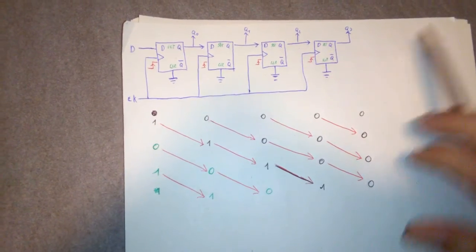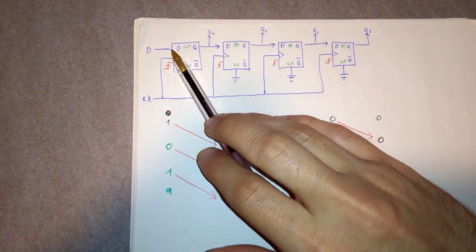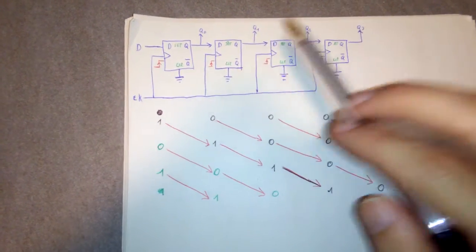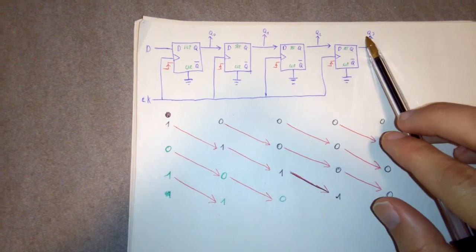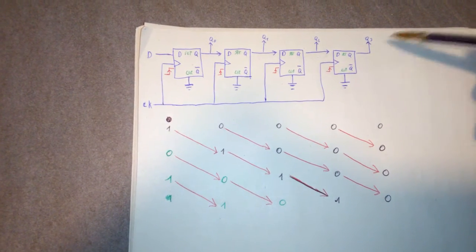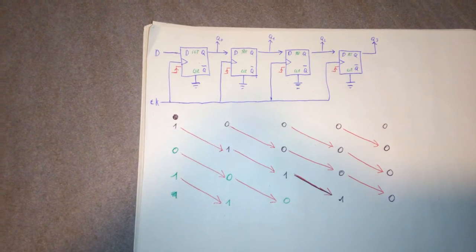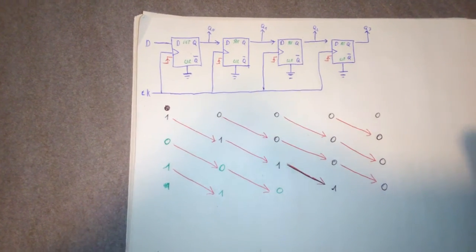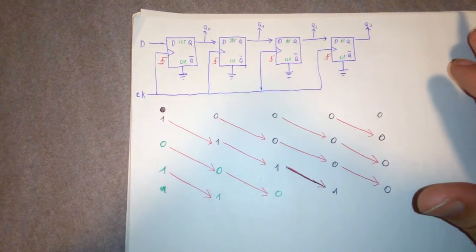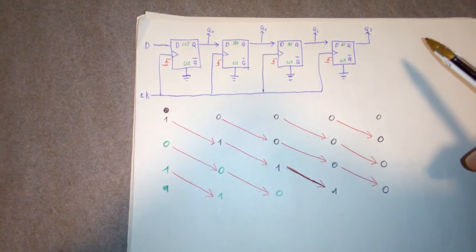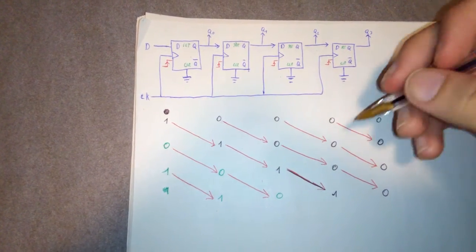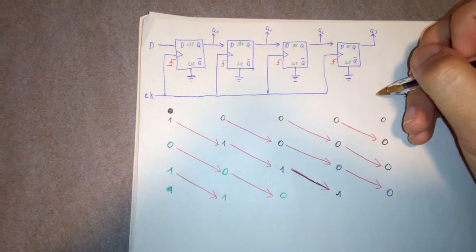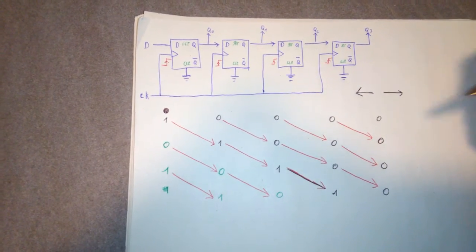So you can see that at each clock, the data is going to basically pass from here to here, and next clock from here to here, and next clock from here to here, all the way down to the final output. So, why is it so useful? Well, it is useful because it's basically shifting the bits, and you can actually shift in both directions. You can shift to the right, but you can also shift to the left.